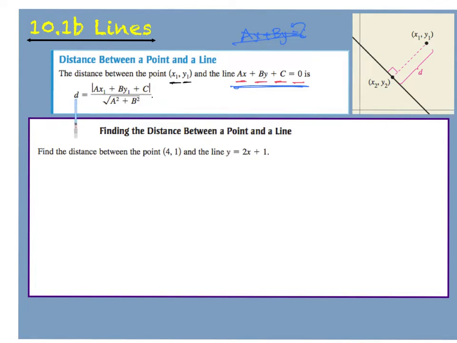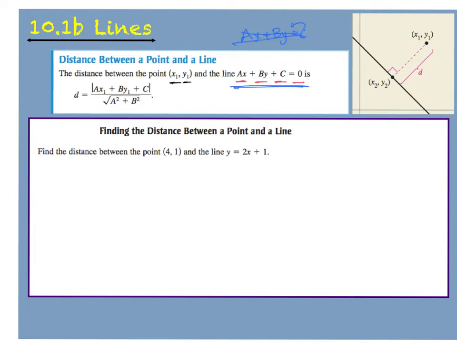So the equation for the distance between a point and a line is: your distance is equal to the absolute value of your a coefficient for the standard form times the x1 value of your point, plus b, your coefficient of your y, times y1 of your point, and then plus your c constant. And then it has to be in the absolute value bar over the square root of a squared plus b squared, the coefficients of a and b. All right, let's put that into practice.